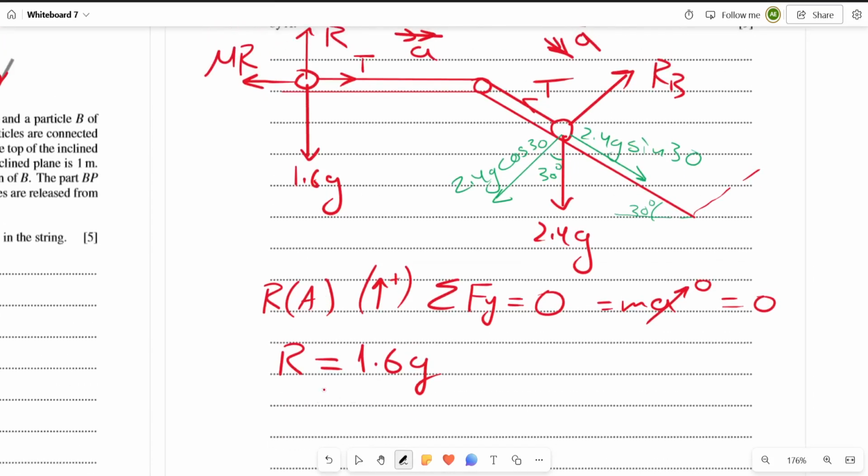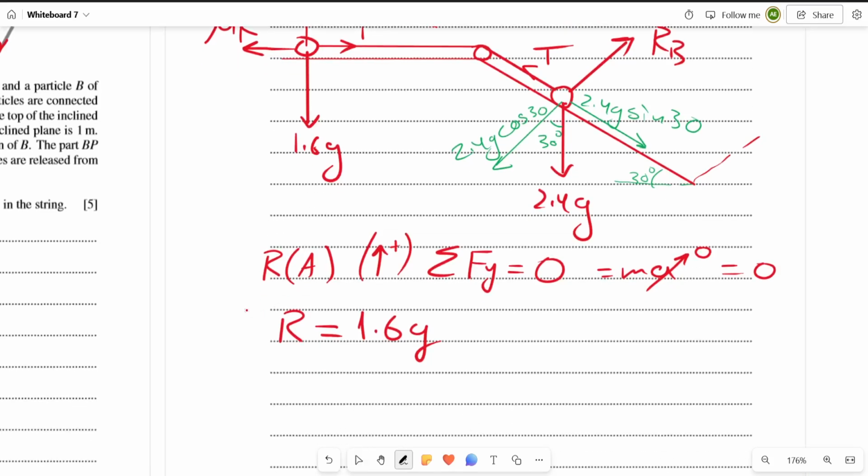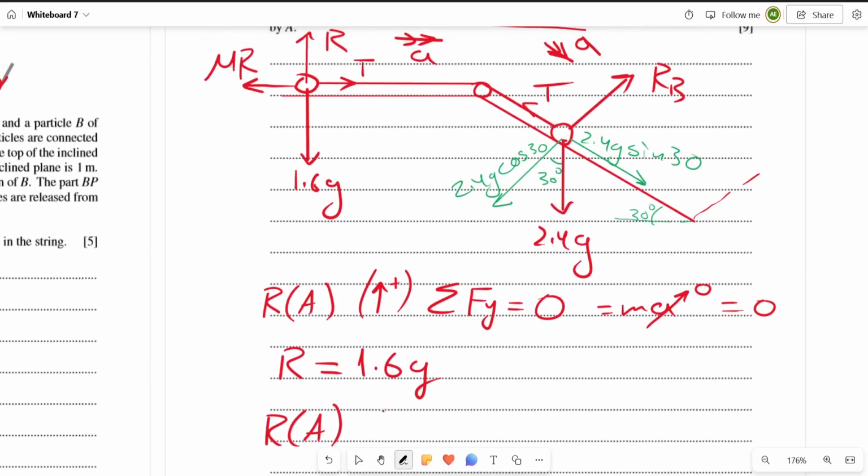However, let's resolve A again in the X direction, and I will take the direction of acceleration as positive, so right is going to be positive. This is a case of sigma F equals mass times acceleration. So to the right, I'm going to have tension as a positive value, and then mu R is acting to the left, so it's going to be minus mu R. No other forces in the X direction, so I'll just equate it to m, which is 1.6, times a.